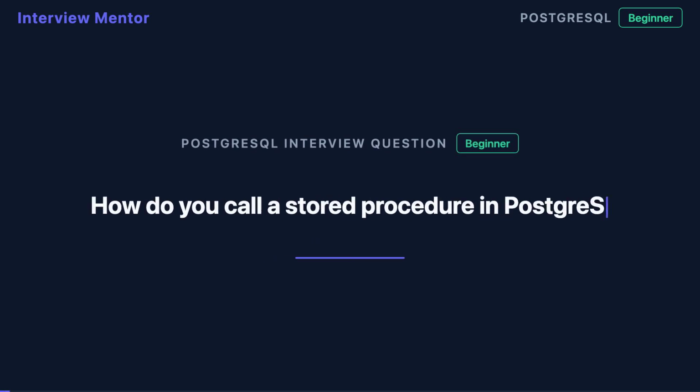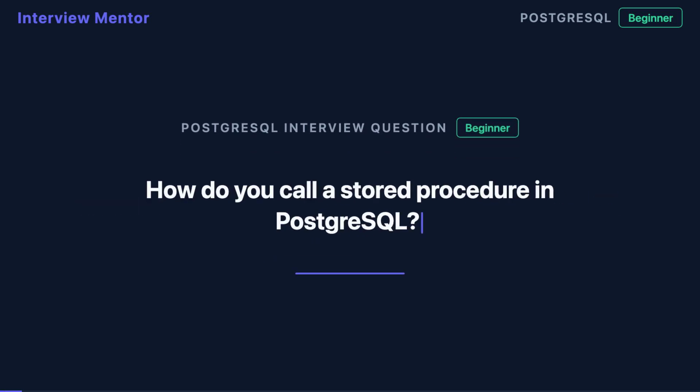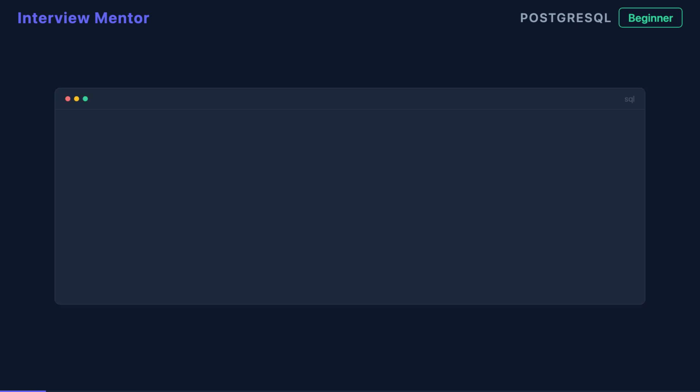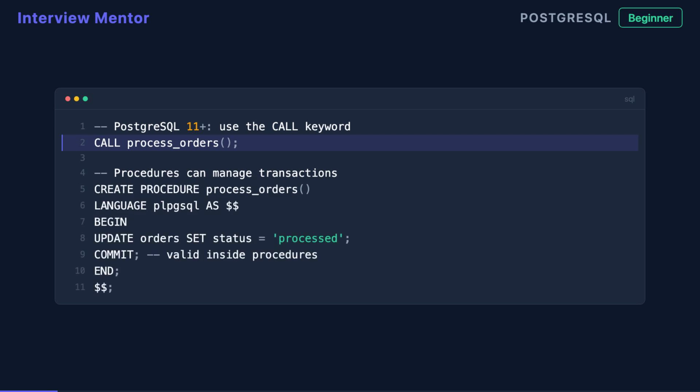Lots of developers confuse calling stored procedures versus functions in PostgreSQL. Here's exactly how to do it right. Starting with PostgreSQL 11, stored procedures are invoked using the call keyword. Before version 11, PostgreSQL didn't even have true stored procedures, only functions. Procedures are special because they can manage transactions inside their body, committing or rolling back as needed.